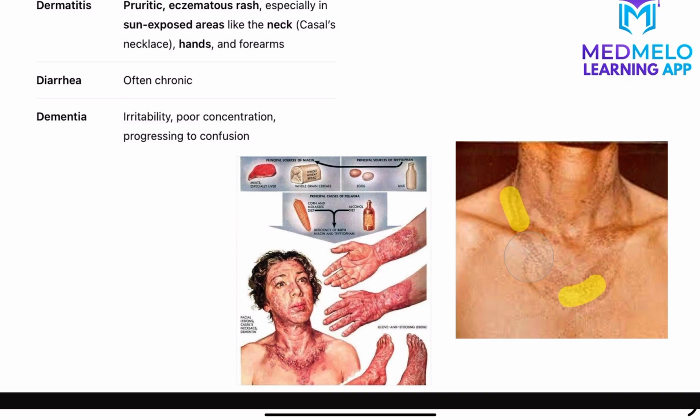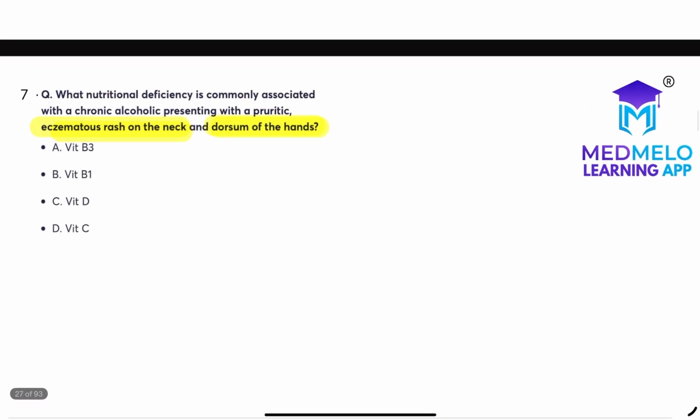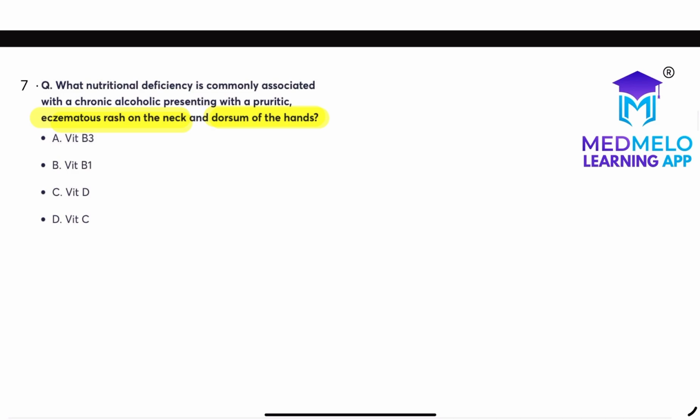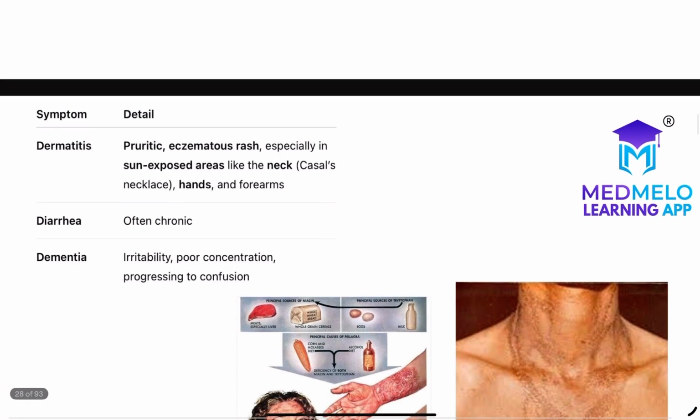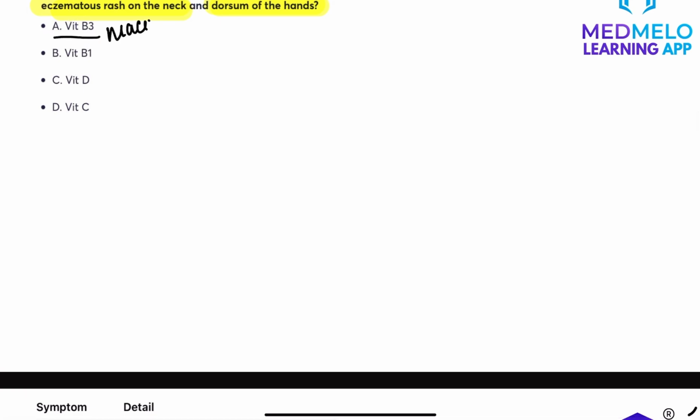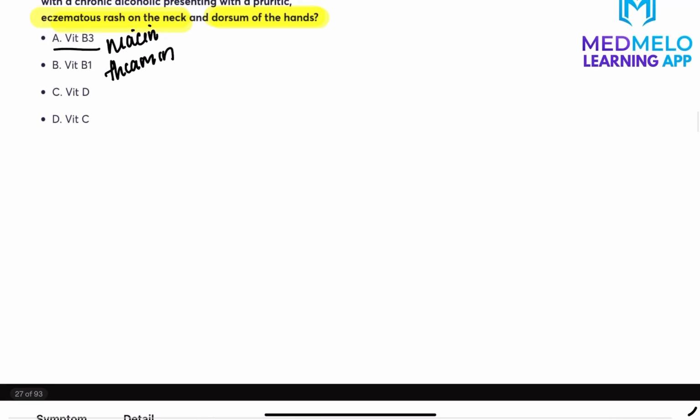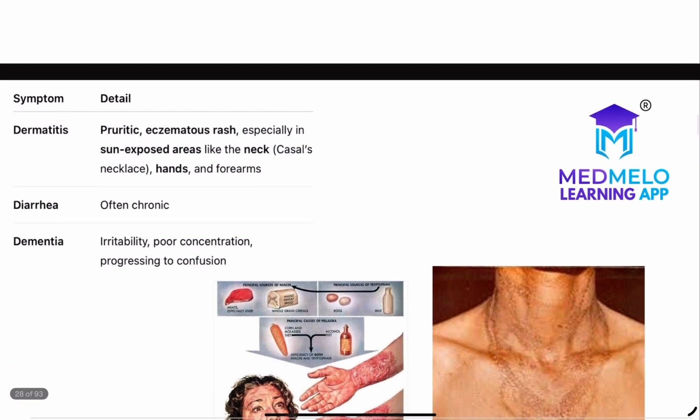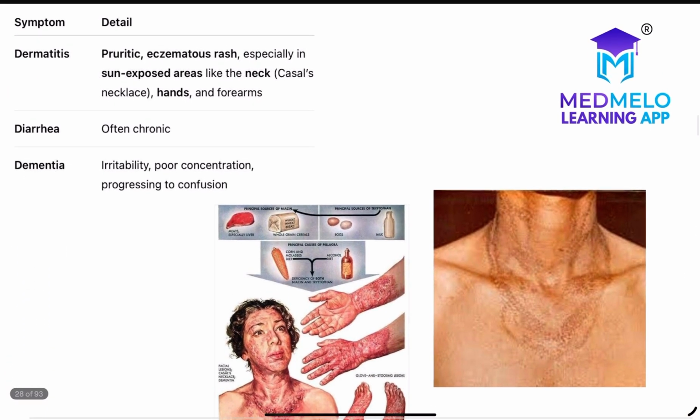So what deficiency is causing this? It is a deficiency of vitamin B3, that is niacin. Vitamin B3 is niacin, B1 is thiamine. Okay, this is caused by the deficiency of vitamin B3, that is niacin. What are the symptoms caused by the deficiency of vitamin B3, that is niacin?